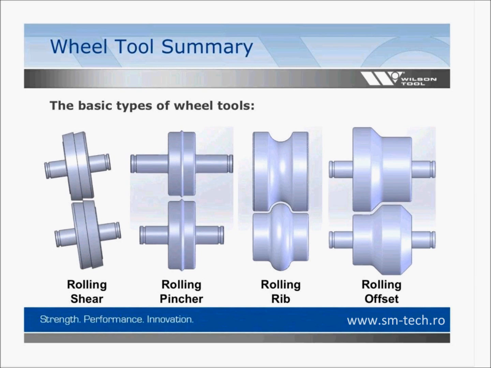And then the other two wheels are forming tools. The rolling rib forms a bead in the sheet, and the rolling offset forms an offset in the sheet. Those two tools are very similar in type. So the two on the left, I consider those to be cutting tools, and the two on the right, I consider those to be forming tools. And those are the basic families of wheel tools. There are all kinds of different variations within these individual tools, but those are the basics right there.